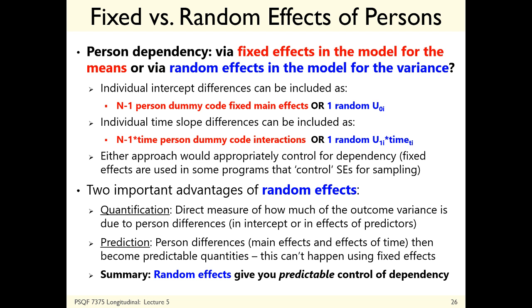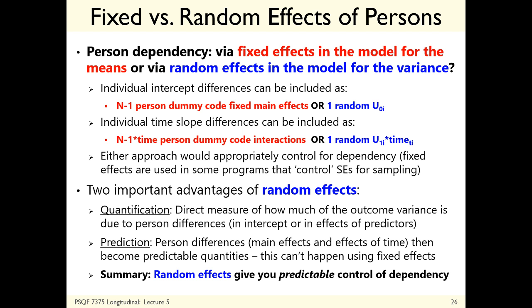So instead of putting in a random intercept, if I wanted to control for the fact that some people start out higher than others or have higher means than others, I could put in person ID as a categorical predictor. So if I had 50 people, I put in 49 dummy codes. Crazy, but you could do it, right? That's the main effect of person. That is a fixed effect instead.